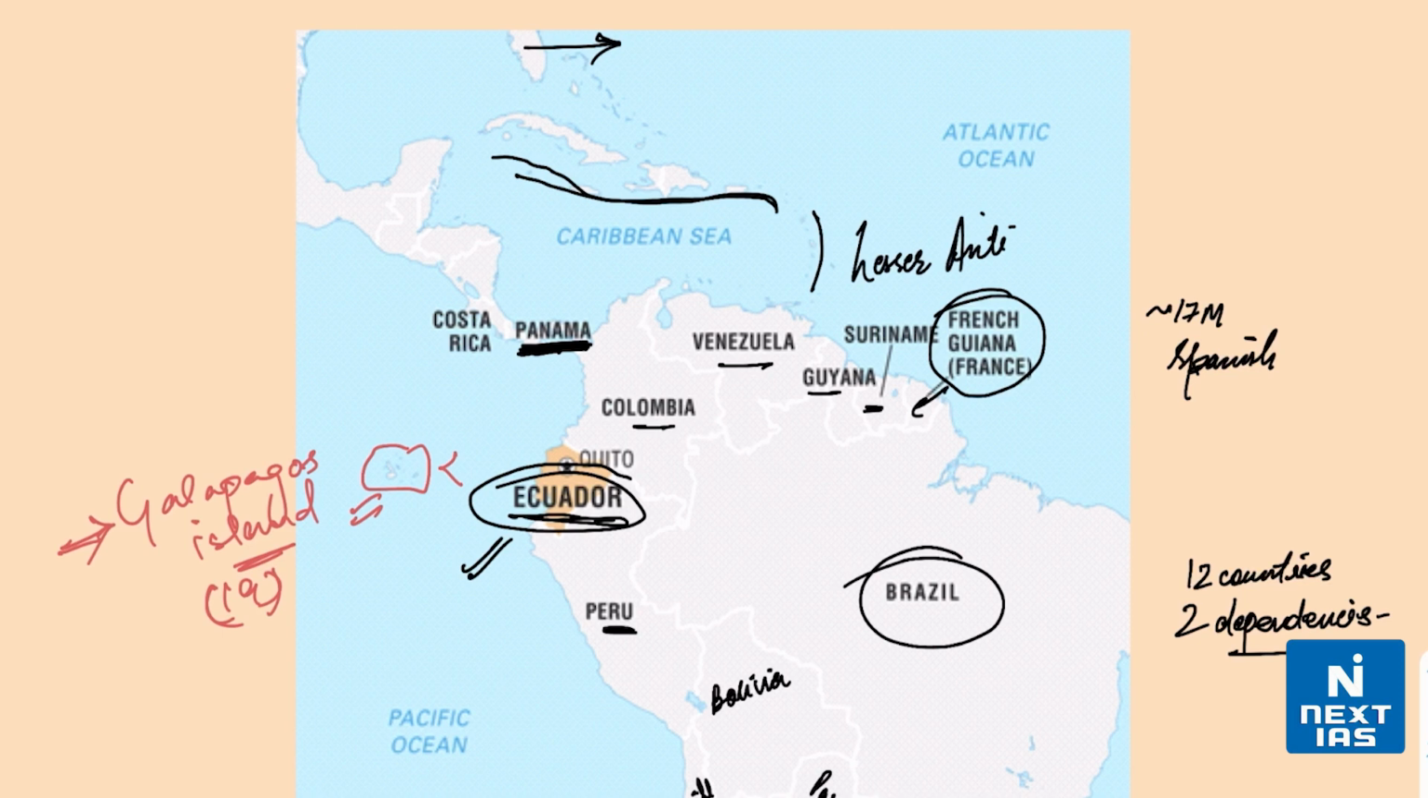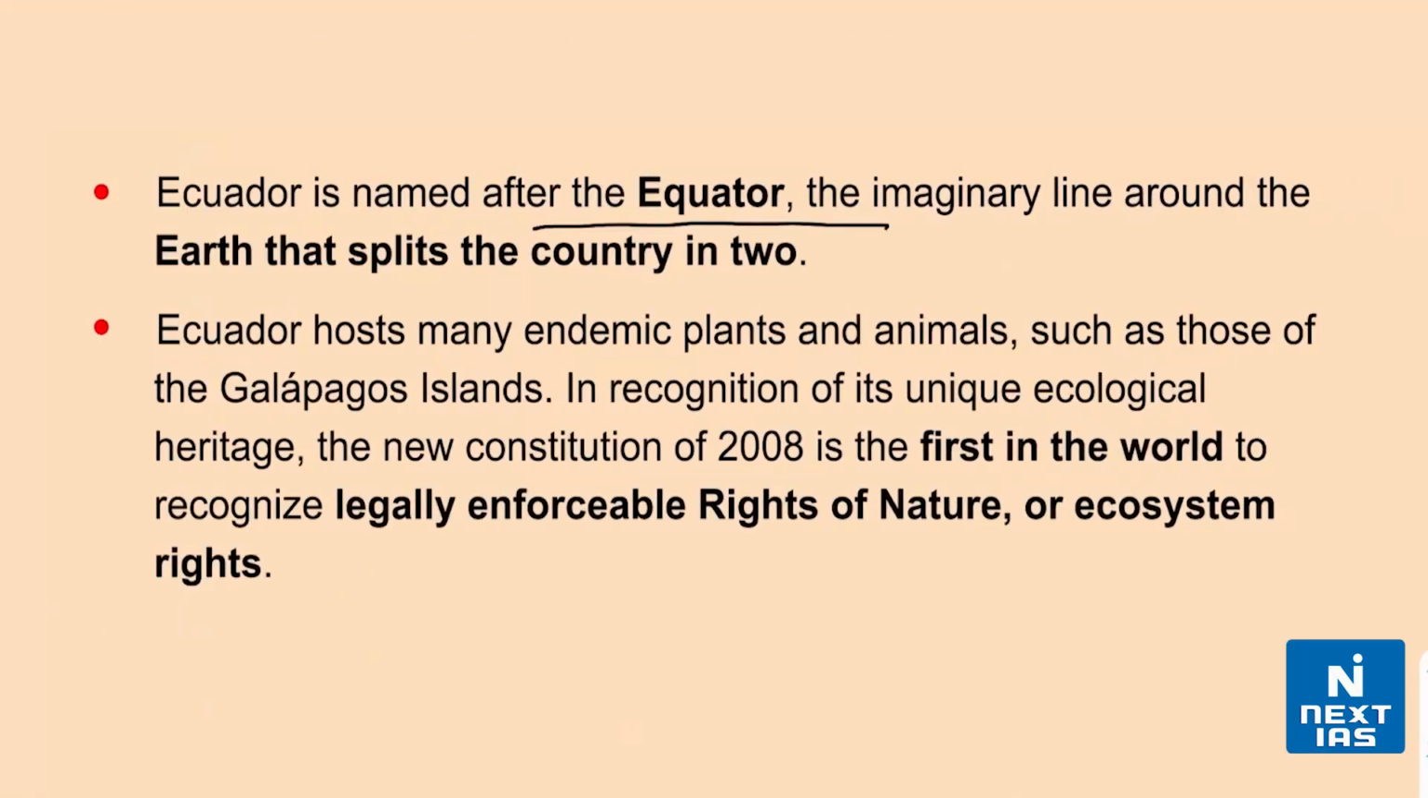I'll leave you with the first question of the day. You have to name the smallest country or dependency of South America. It is an island nation governed by the UK that is located near the south of the continent. Alright, moving on. Ecuador is named after the equator, and it hosts many endemic plants and animals such as those in the Galapagos Islands, as we have discussed.